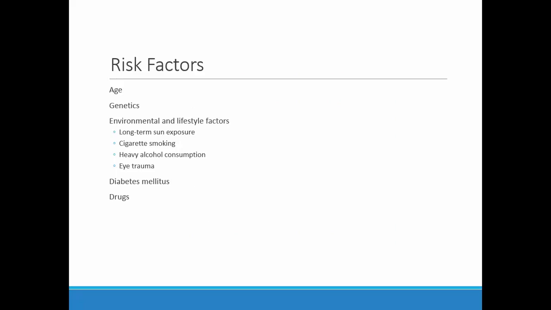Risk factors. Age is the greatest single risk factor for the development of cataracts. Genetics may contribute to the risk, but the link is unclear. Some of your environmental and lifestyle factors: long-term sun exposure, so exposure to UVA and UVB rays, increases their risk. Cigarette smoking and heavy alcohol consumption is associated with earlier cataract development. Eye trauma, this includes injury to the lens capsule by a foreign body, also blunt trauma. It can also be from exposure to heat or radiation.